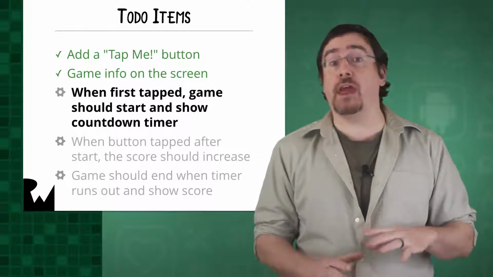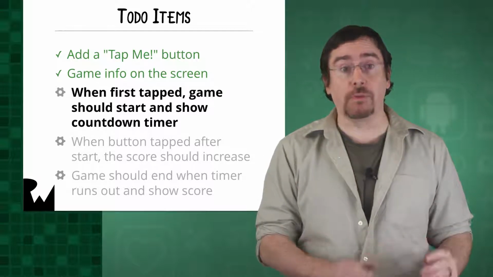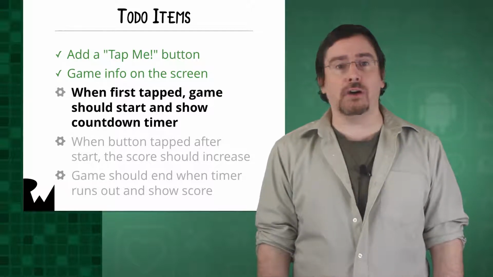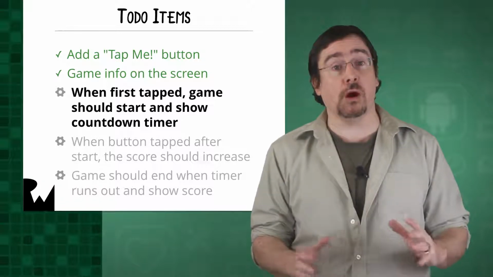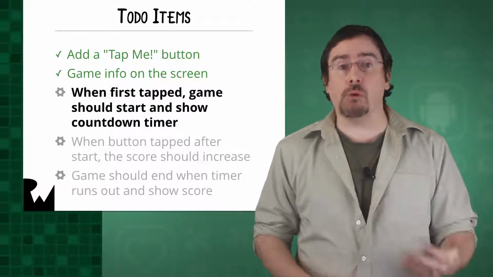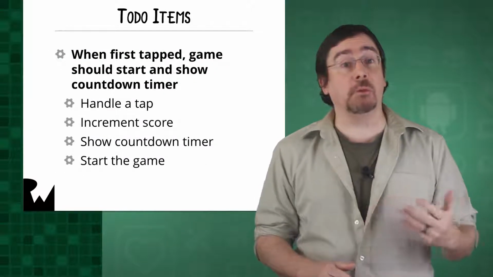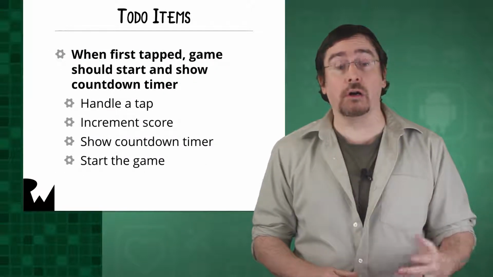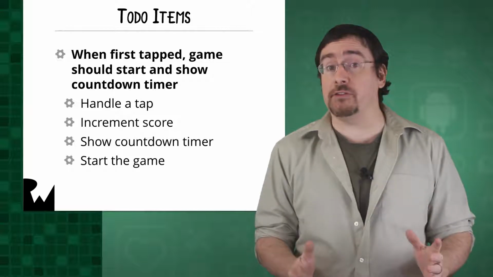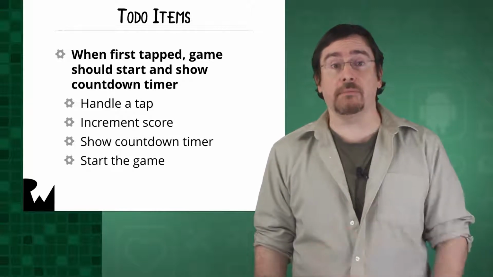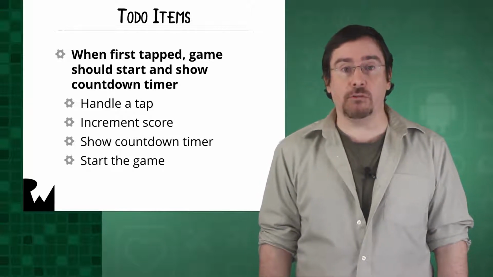Like we've done with every programming task before, let's break down our current to-do list item into smaller steps. So here's what we need to do. We need to handle a tap on the Tap Me button. We need to increment the score. We also need to show a countdown timer and then start the game. Let's handle the first two items first.